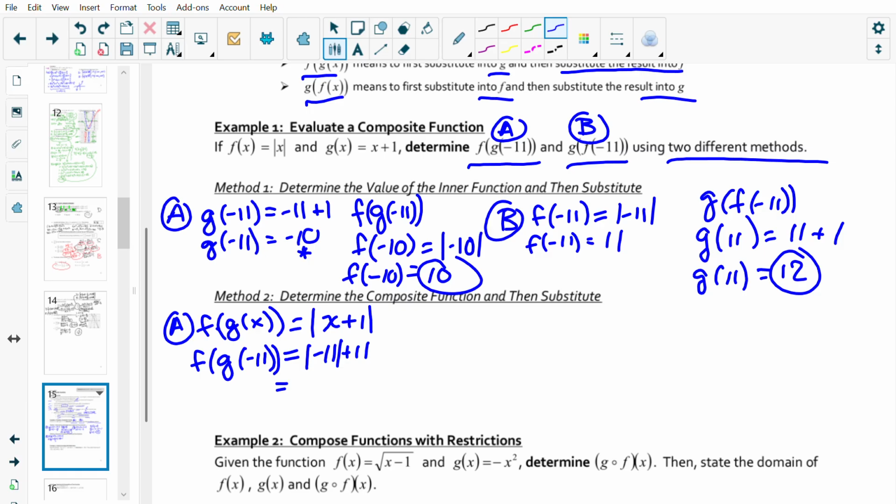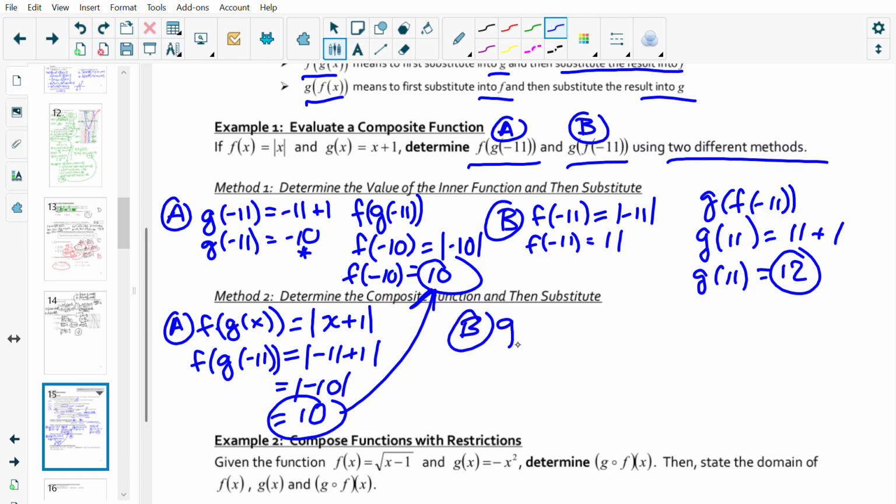Oh, what am I doing here? Sorry. Negative 11 plus 1 absolute value. And then that's absolute value of negative 10, and that is 10. So we get the same answer as we did in the previous example.